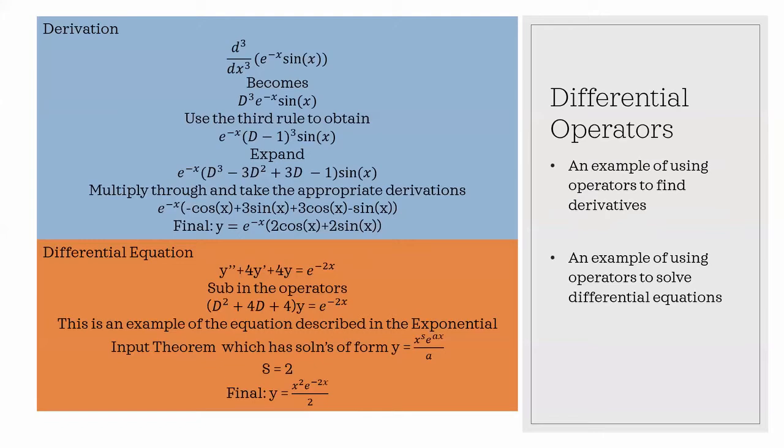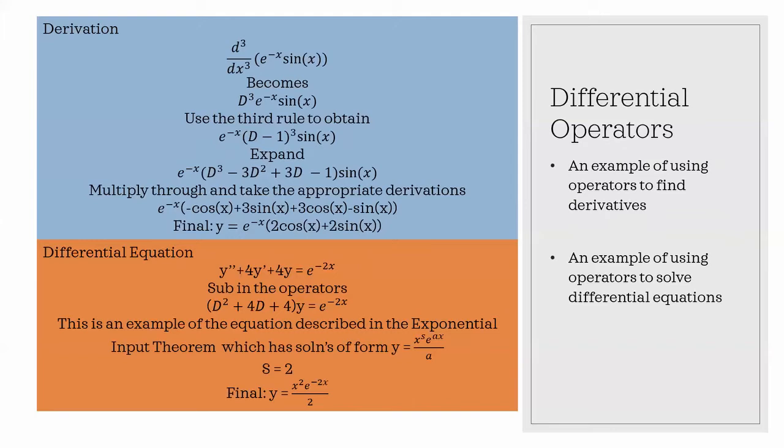So once we do that, all we need to do now is multiply our sine of x through our polynomial and then revert back to the derivations. So this would be something like D to the third sine of x minus 3D squared sine of x plus 3D sine of x minus 1 sine of x. And then we take the derivative.